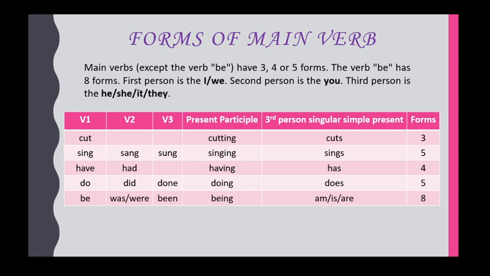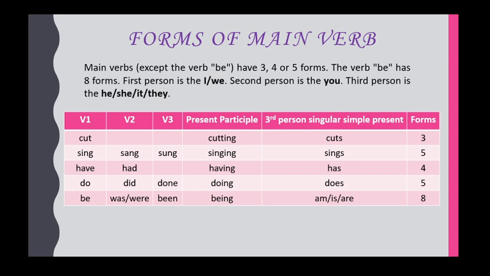Now, let's take an example with 5 forms. How will it be? See in the next example. Sing will be changed to sang in the second form of the verb. Then it will be changed to the third form of the verb as sung. In the present participle, it will be singing. And in the simple present singular, it will be sings. So, in total, 5 are the forms of the verb sing: sing, sang, sung, singing and sings.